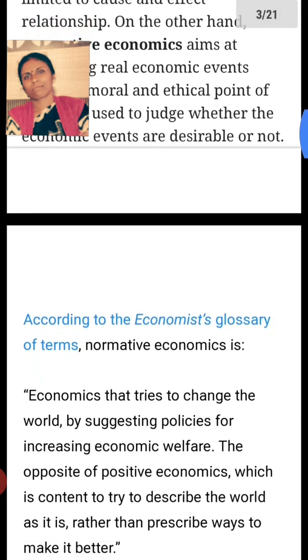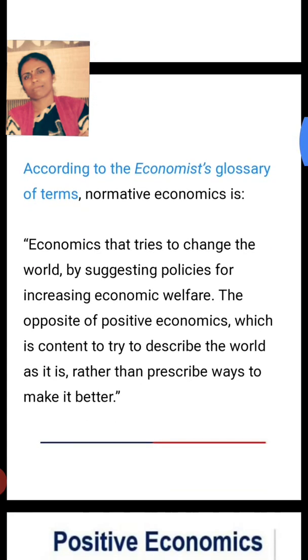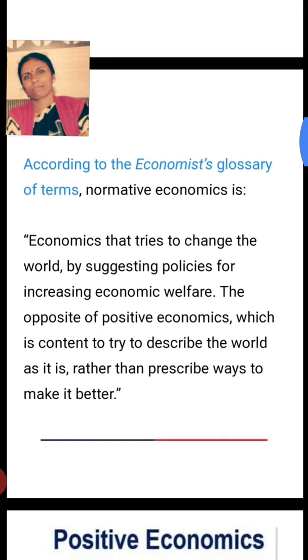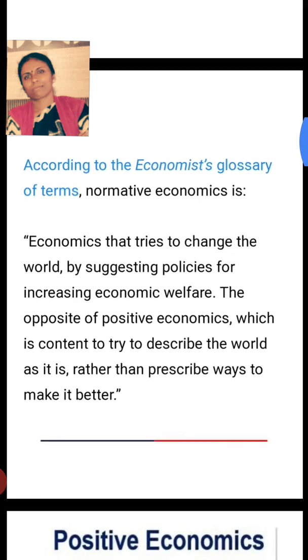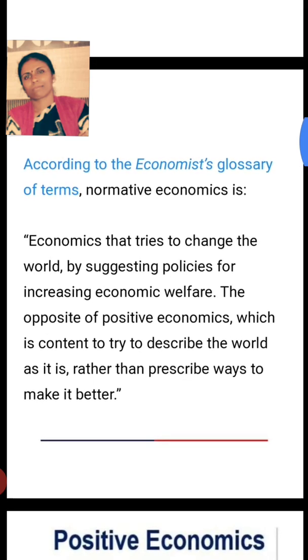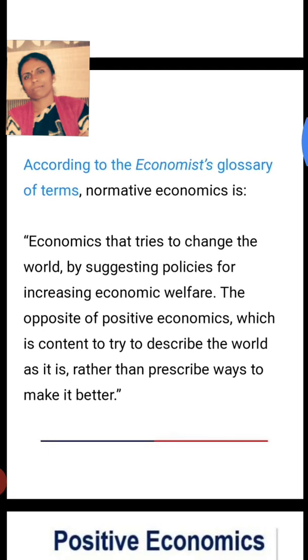So on the basis of all these things, let us know the very interesting elements related to positive and normative economics. According to the Economist's glossary of terms, normative economics is that which tries to change the world by giving suggestions for increasing the economic welfare.